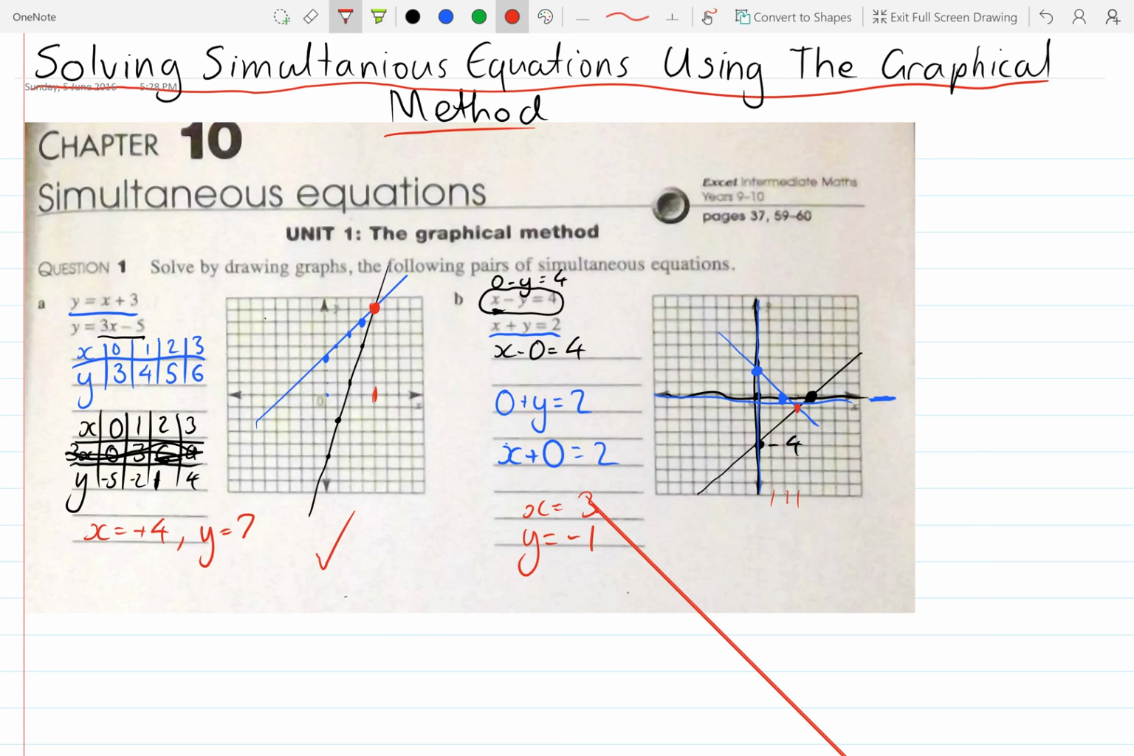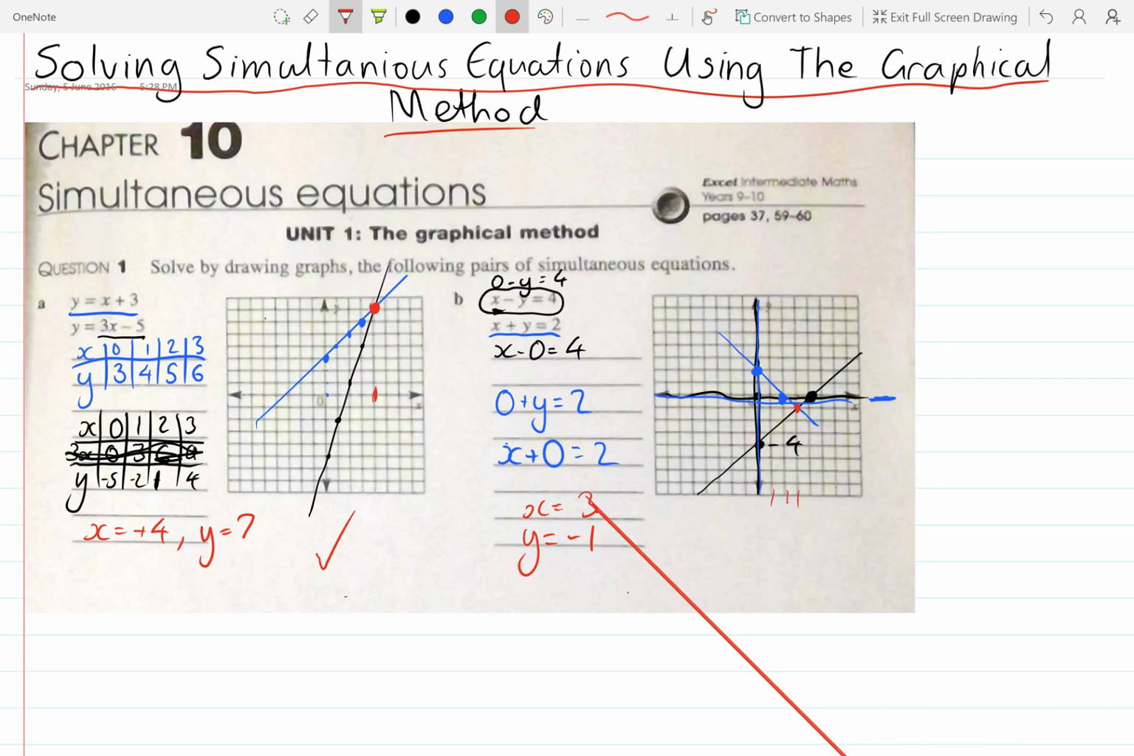So just checking. 3 minus 1 is indeed 4. That's my first equation tick. And then 3 plus 1. Sorry, 3 plus minus 1. Had a little bit of conniption there. 3 plus minus 1 does equal 2. Want to give it a tick? Well, no tick for that one. Sorry, that's a graphical method for solving simultaneous equations.